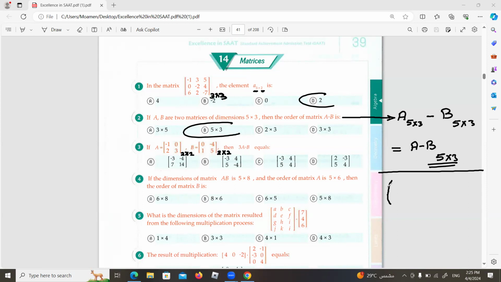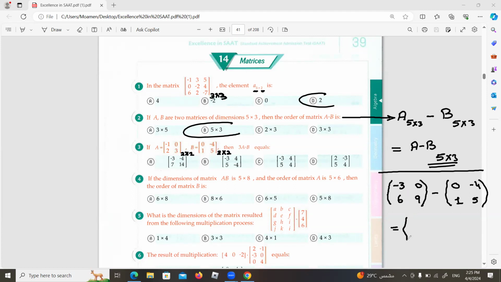So the first step, I multiply by 3. We have the matrix A starting with -1, which becomes -3. 0 is still 0. We have 2, which becomes 6 by multiplying by 3. 3 will be 9. After that, I just write minus and write the second matrix B. We have 0, -4, 1, and 5.